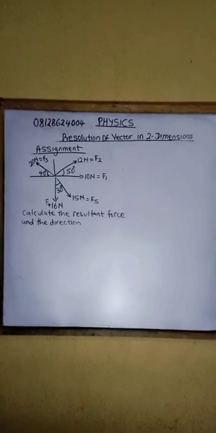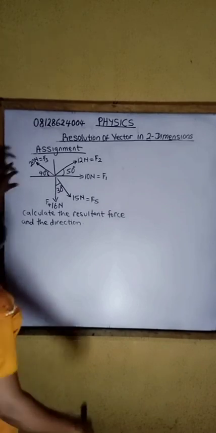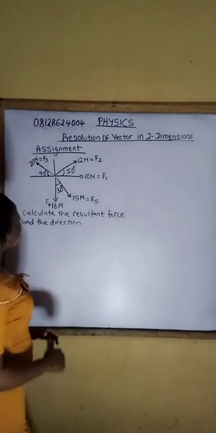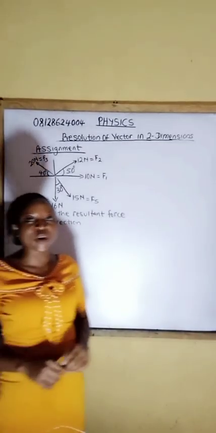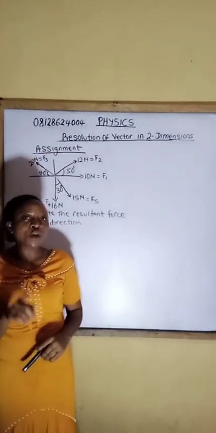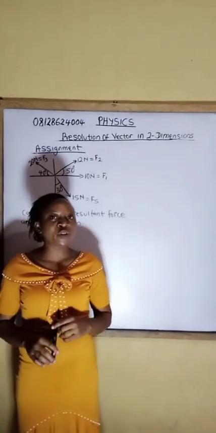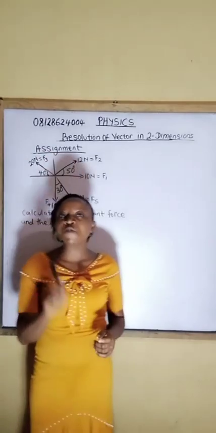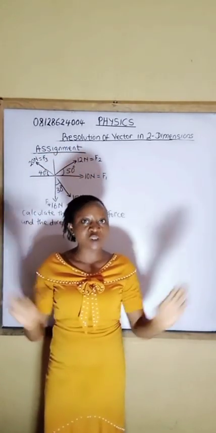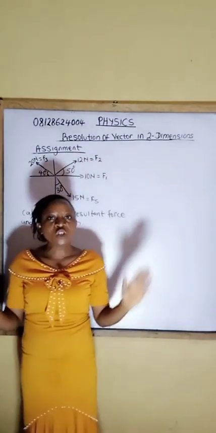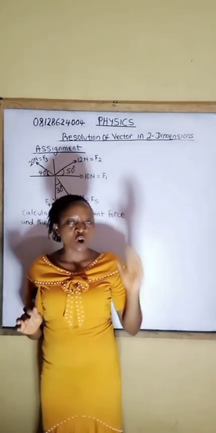So let's do correction to this assignment on the board. The first step that we need to take is to find the summation of horizontal components. Then we should not forget that the horizontal component equals F cos theta.